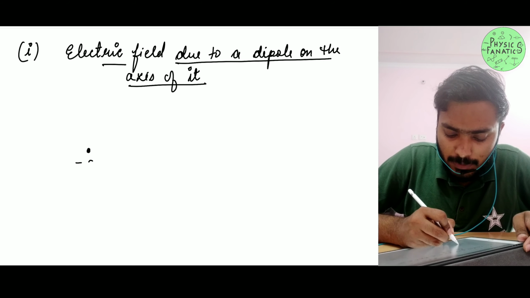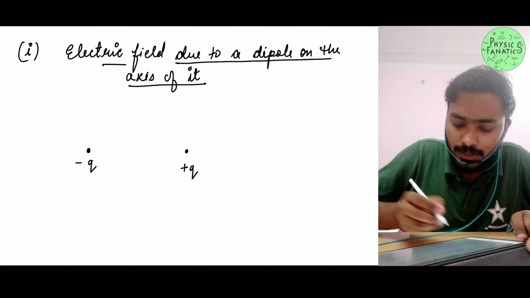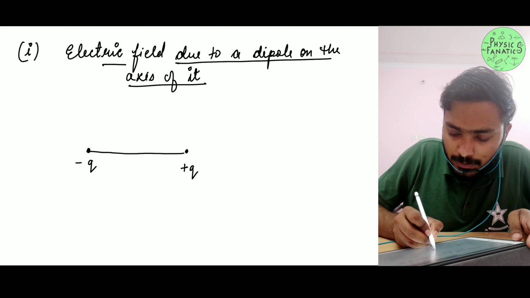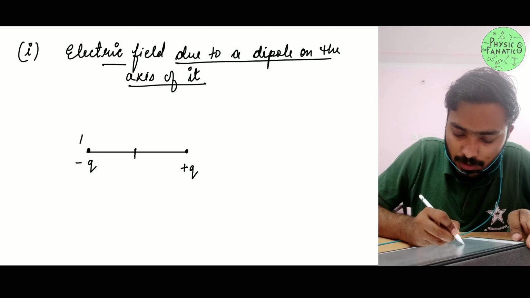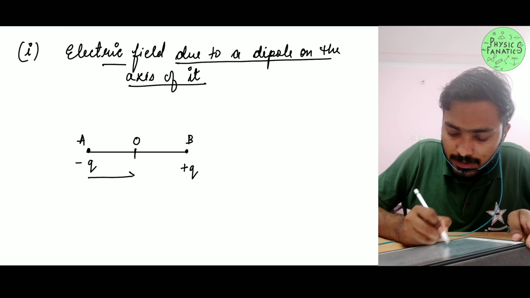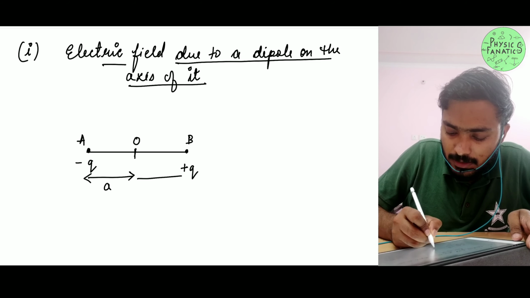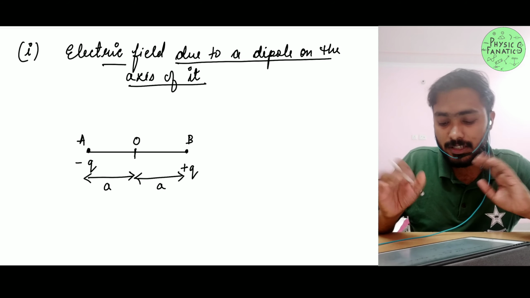Let me make it very quickly. Let's say this is my minus q charge, and this is my plus q charge, and they are separated by a total distance of 2a. Let's say this is the midpoint, which I call O, and the distance between them is 2a, so I'll divide it into a and a. I hope that is understandable. So this is my dipole.